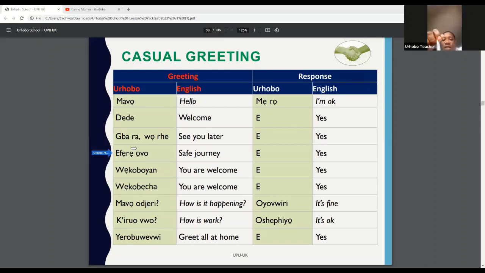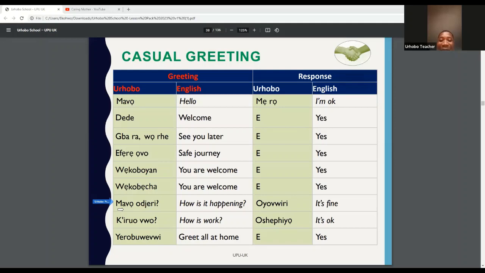Then the next word, Wekoboya. Okay, it is to tell somebody welcome. If somebody comes visiting, you say Wekoboya, which means you are welcome. Wekobecha is still the same thing. You are welcome. So on all these, possible responses can be a, thank you, Wekobecha, you are welcome, yes.